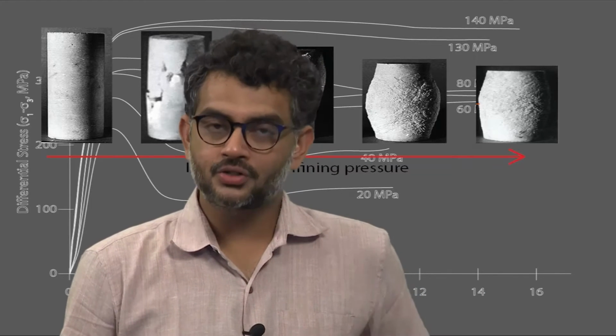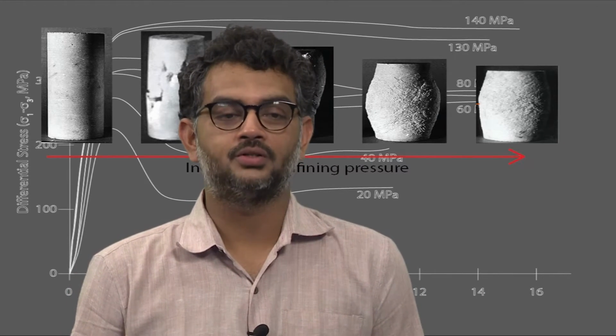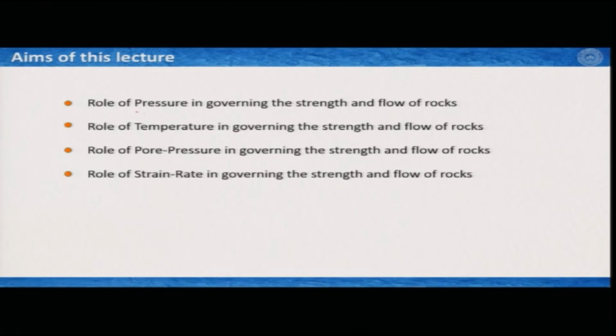Now, we will cover mostly 4 different important parameters. One is pressure, and the second one is temperature. After that, we will look at the pore pressure and strain rate. So, these 4 parameters and their influence in governing the strength and flow of rocks.